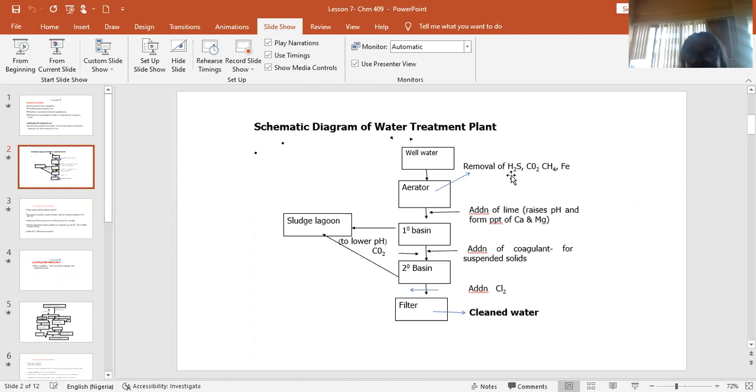Is hydrogen sulfide a good substance or not? A good compound? Is it a good compound for water? No, it's not. What do you think would happen to that water if you had hydrogen sulfide in it? Would it have a good smell?